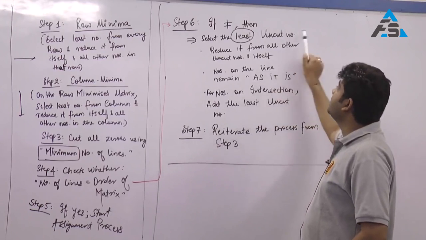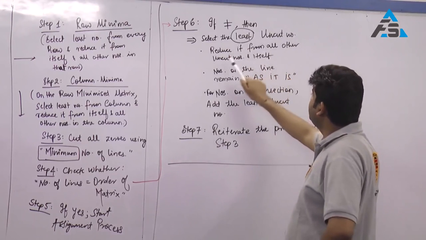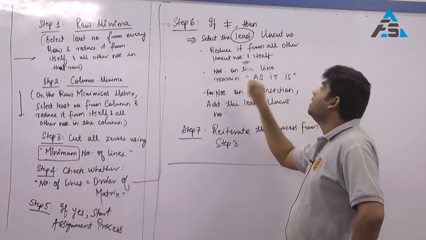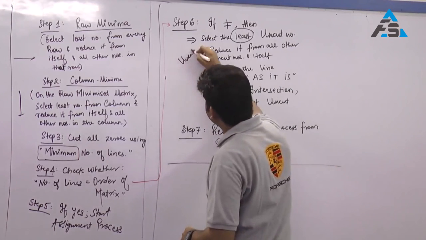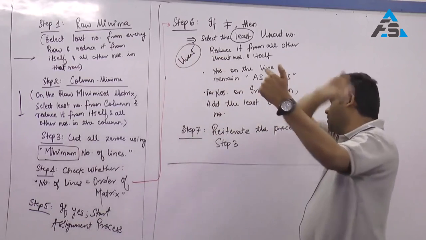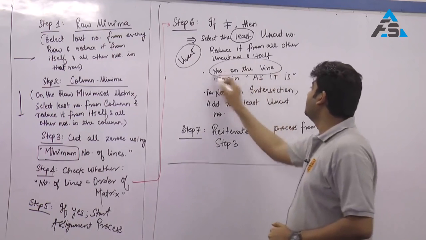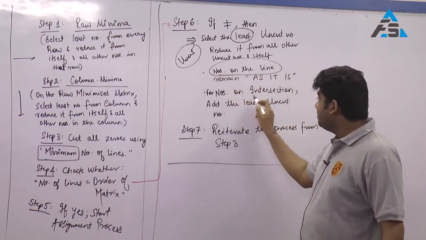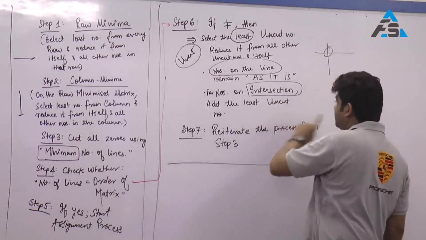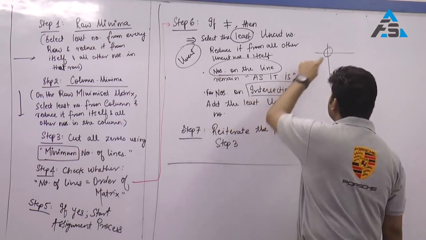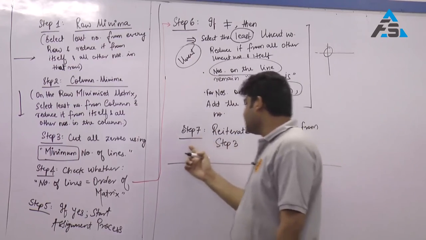There will be some numbers which are uncut. So select the least uncut number, and reduce it from all other uncut numbers and itself. First I will speak of the uncut numbers: select that least uncut number, reduce it from itself and all other uncut numbers. Then numbers on the line remain as they are, do not touch them. Numbers on an intersection: for that number, add the least uncut number to that intersection point. Once this whole process is performed, again we go to step 3.